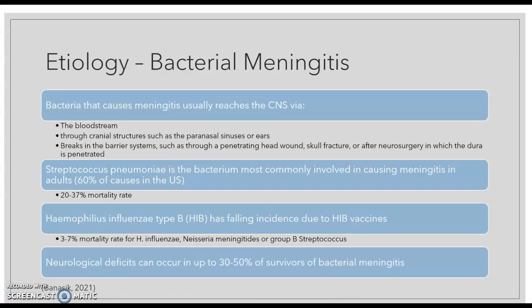So the etiology of bacterial meningitis is where bacteria reaches the CNS via the bloodstream, cranial structures where CSF can leak into sinus cavities, or possibly wounds that penetrate the dura mater, like a skull fracture or certain types of neurosurgery. Streptococcus pneumoniae is the bacterium most commonly involved in meningitis in adults, whereas Haemophilus influenzae type B meningitis has a falling incidence due to the availability of HIB vaccines. 30 to 50% of survivors will continue to have neurological deficits.